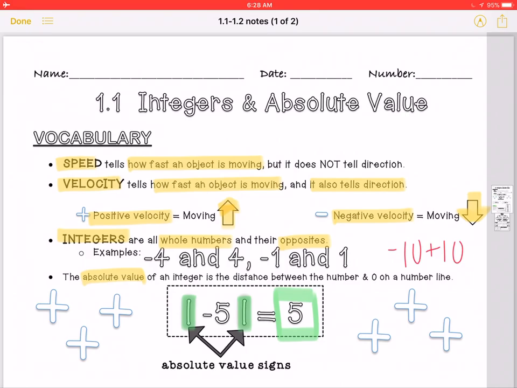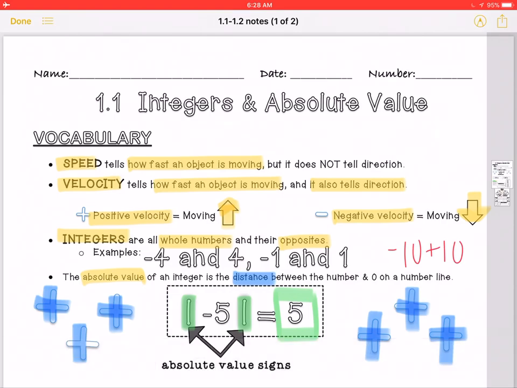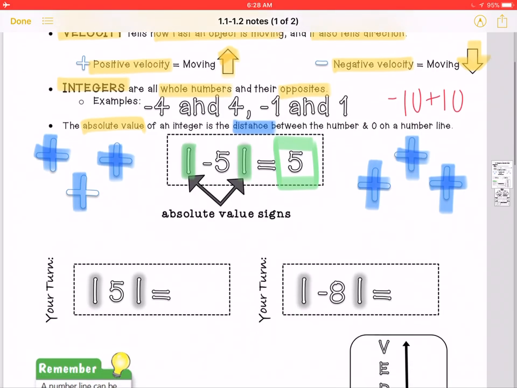And the reason all these plus signs are around is because absolute value is always, always positive. When you're finding the absolute value, you're finding distance, and distance is always positive, right? How far away are you from something? You can't be a negative amount away from something. There's some sort of distance between you. So that's why when we're finding absolute value, we're always finding a positive value.